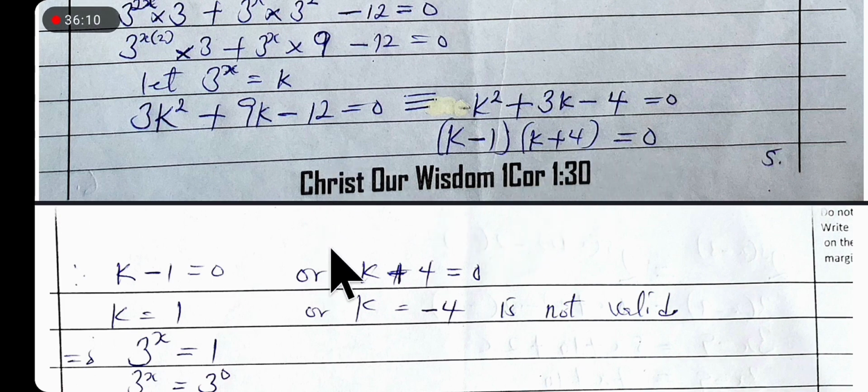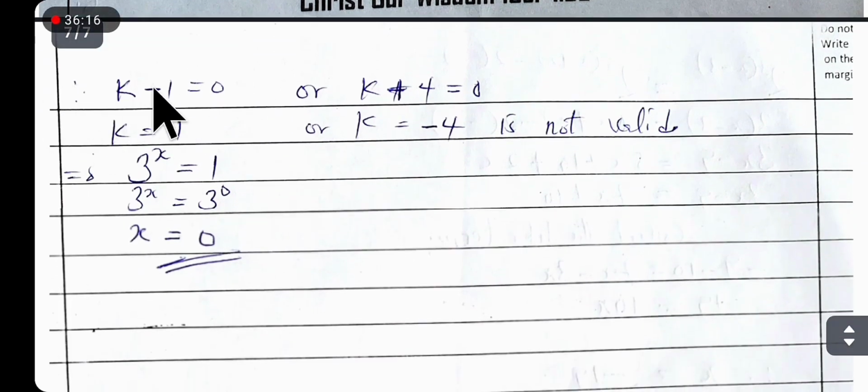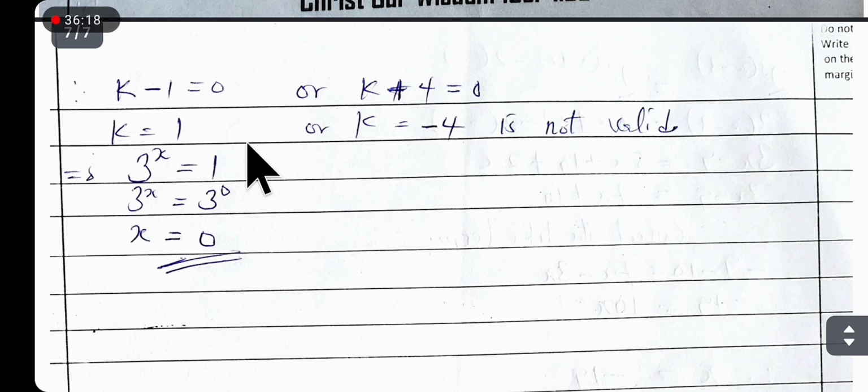So therefore, k minus 1 is equal to 0 or k plus 4 is equal to 0. Then if you take this minus 1 to the other side, the right-hand side, it's going to be plus 1, and if you take this plus 4 to the other side, it's going to be minus 4. So this minus 4 is not valid.